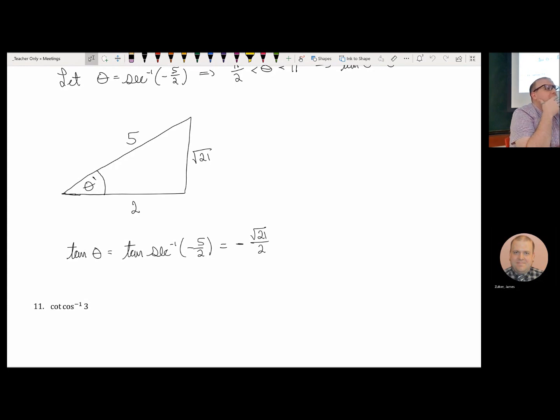So the cosine equals 3. The cosine of what angle equals 3? That's what we're trying to find out first. Go back and look at the domain for inverse cosine. So it's outside the domain. This expression is undefined.